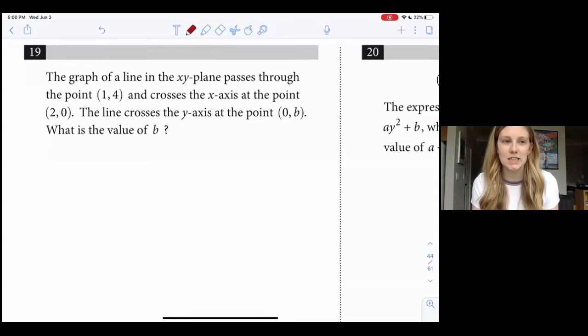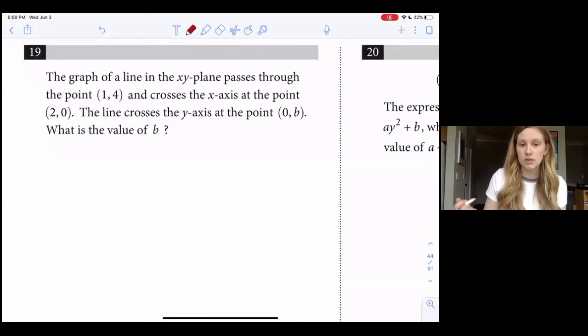On to number 19. So this question says the graph of a line in the xy plane passes through the point 1, comma 4 and crosses the x-axis at the point 2, comma 0. The line crosses the y-axis at the point 0, comma b. What is the value of b?